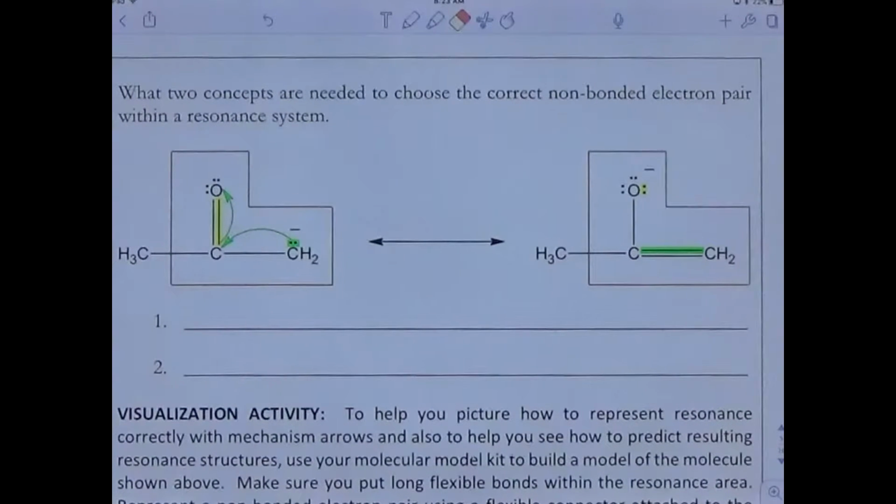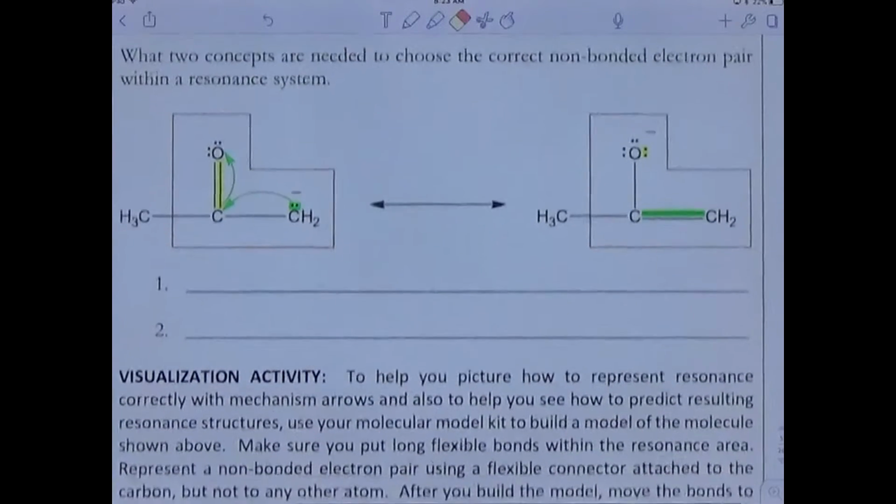So the two concepts needed to choose the correct non-bonded electron pair: you want to resonate the carbanion because that's where the issue is, and move the electrons towards an atom that you can let go of a pi bond. So you're not breaking the molecule apart, you're only moving electrons.